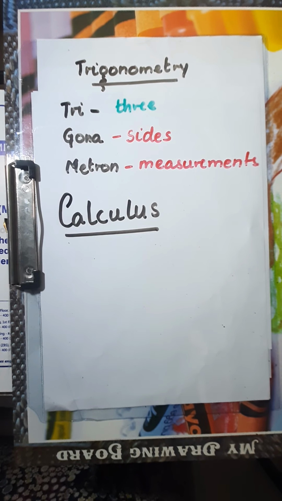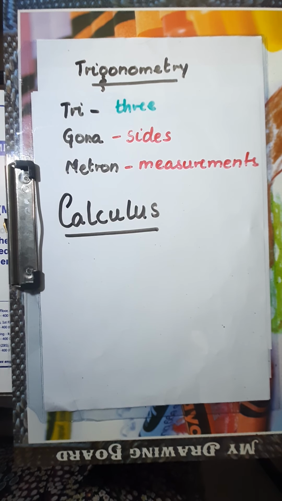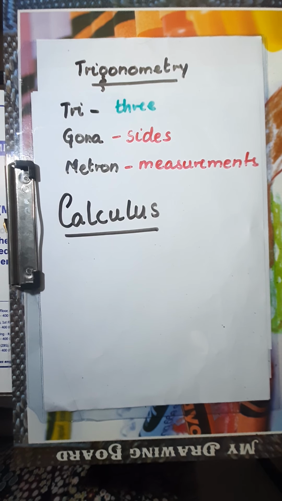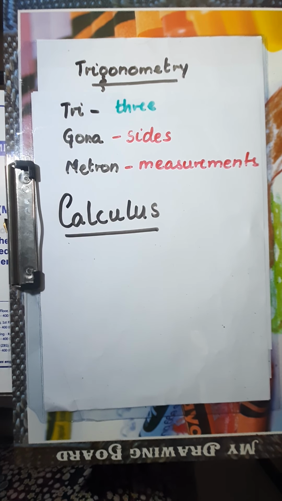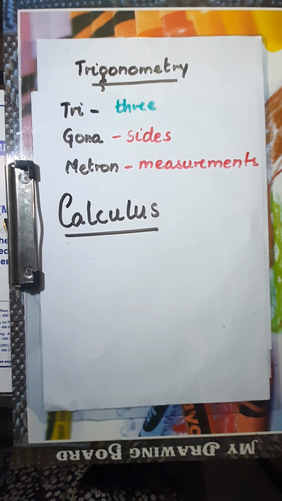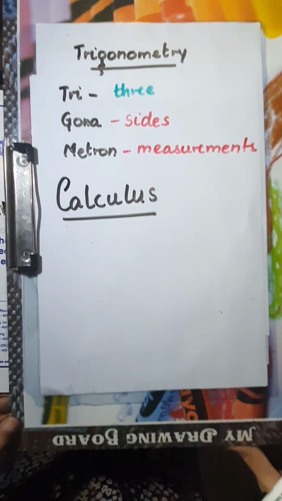Now, what does this word trigonometry mean? Trigonometry is made up of three words. Obviously, they are Greek. I always say that English is a language which has been robbed from every other language, so either it is Latin or it is Greek. So trigonometry: tri means three, gona means side, and metron means measurements. So basically trigonometry means the measurement of triangles. Now what do I mean by this?